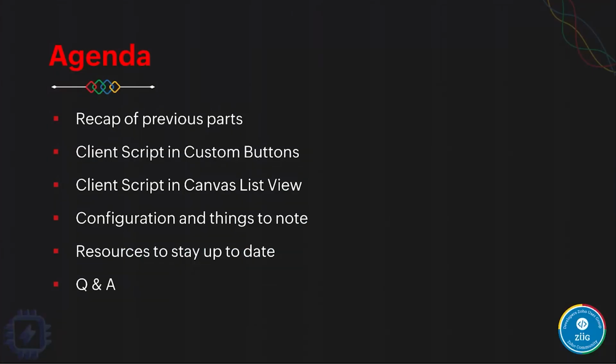We'll go through a short recap of what we discussed in the previous parts, and then we'll jump into Client Script support for custom buttons, Canvas list view, how to configure them, things to keep in mind before you start working with it, while you're working with it, so that you don't waste time during the implementation. And as always, resources to stay up to date with the updates that the CRM team and the Client Script development team is pushing out regularly.